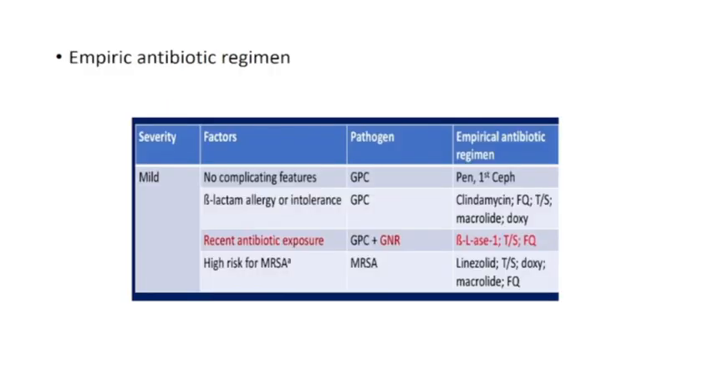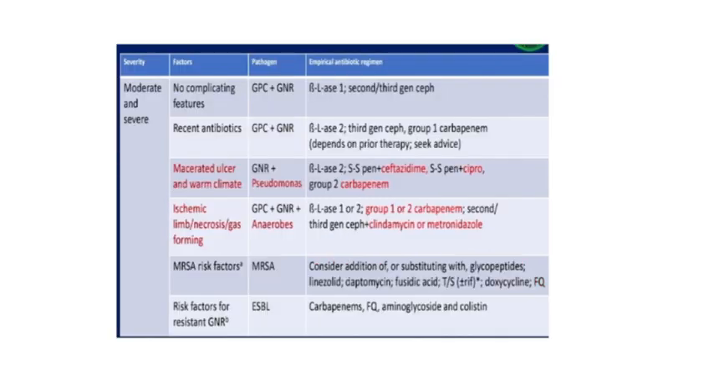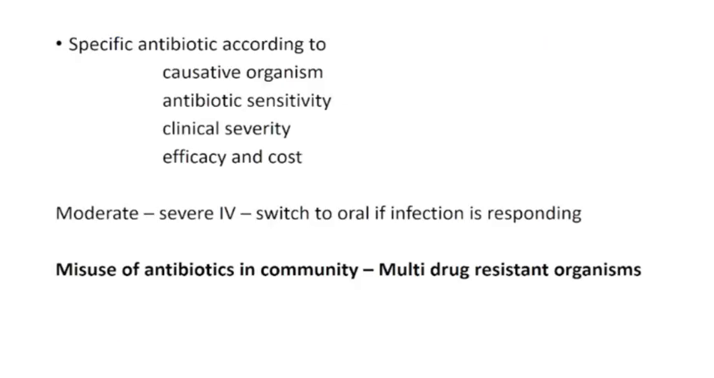And I'm not going into these antibiotics because I am not the expert to talk about this. But we usually start, in our practice, with a beta-lactam antibiotic in the initial mild to moderate stage. Then we go with the higher broad-spectrum ones if it is not settled. So the specific antibiotic depends on the causative organism, antibiotic sensitivity, clinical severity, efficacy and cost, considering everything, right?